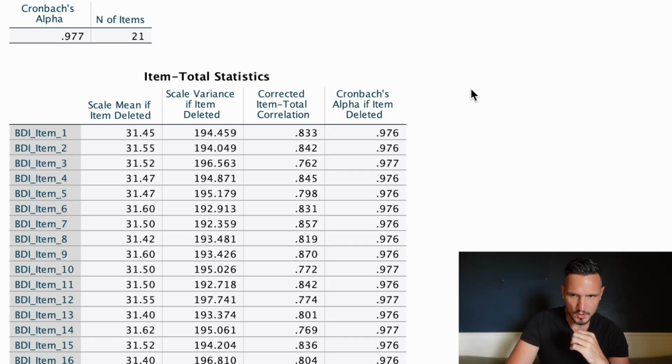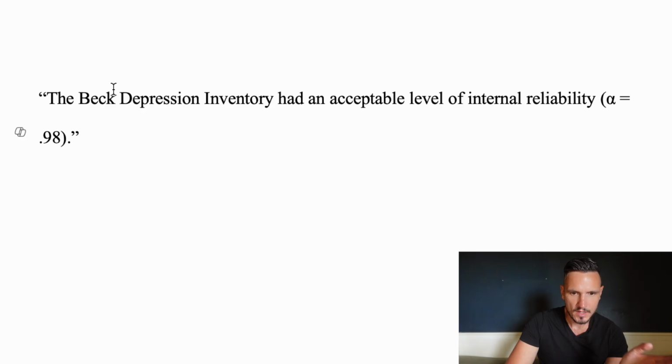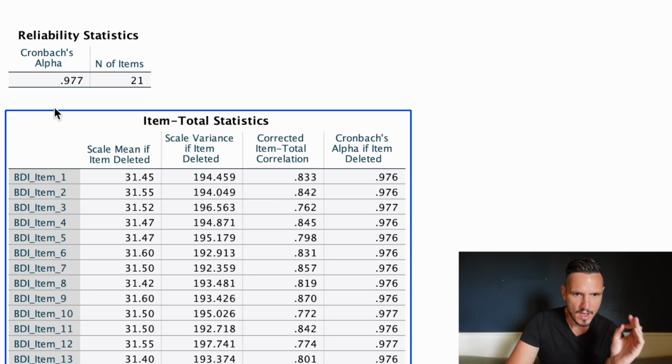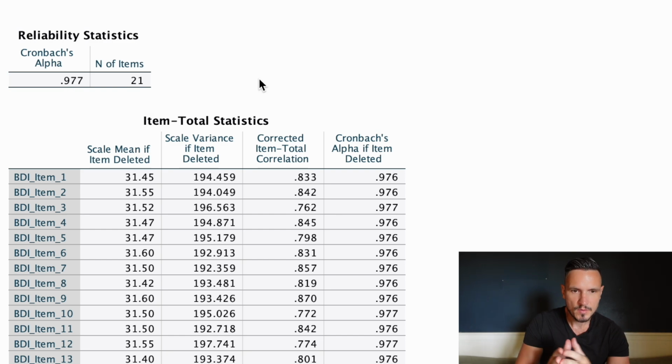But let's just take a quick look at how we can report these results. So I've said that the Beck depression inventory had an acceptable level of internal reliability, and then I've just reported this alpha equals 0.98. So I'm just taking that value from here. So I've got 0.977 and I've rounded that to 2 decimal places. So that's about it for the reliability analysis or the internal reliability analysis on SPSS.